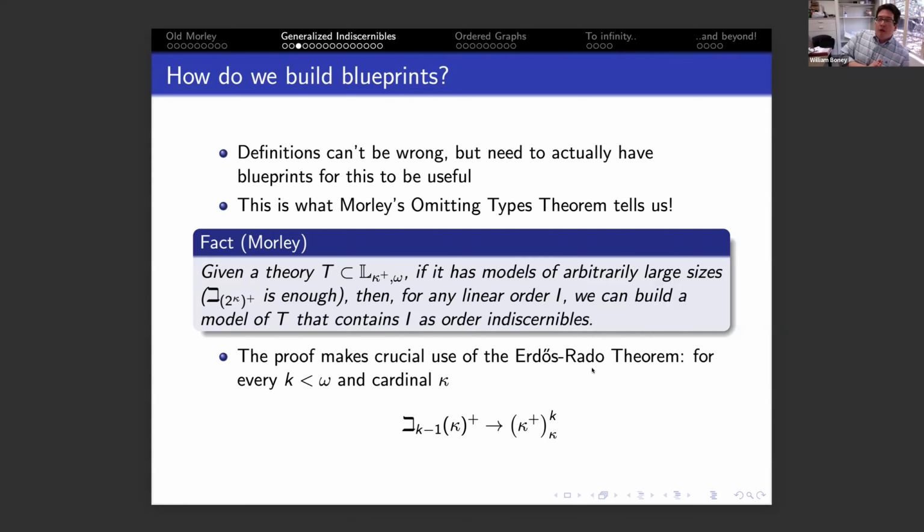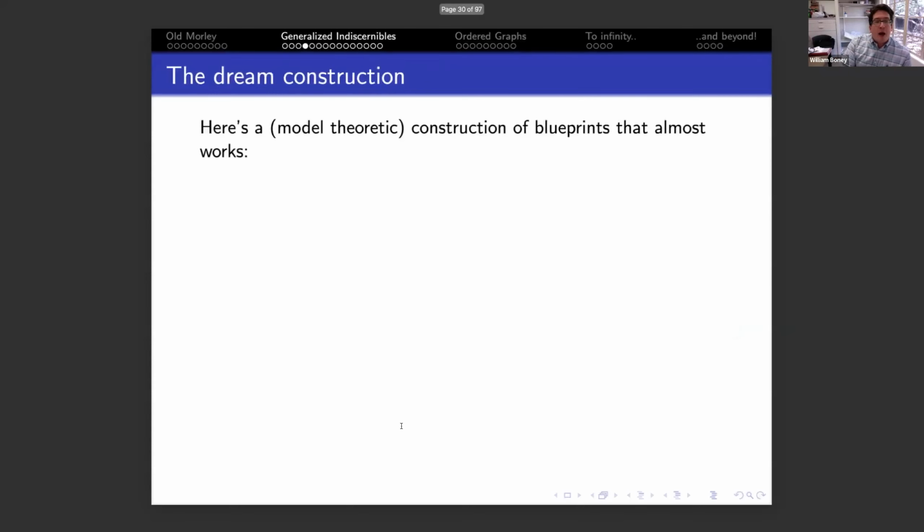But when you go to the infinitary world, you don't have compactness. And so you need the infinitary version of Ramsey's theorem, which is the Erdős-Rado theorem. So for every k less than omega, if we want to find a kappa plus sized homogeneous set for some coloring of k tuples, we have to start with a set of size beth sub k minus 1 of kappa plus. So how does this proof work, or what is the dream?